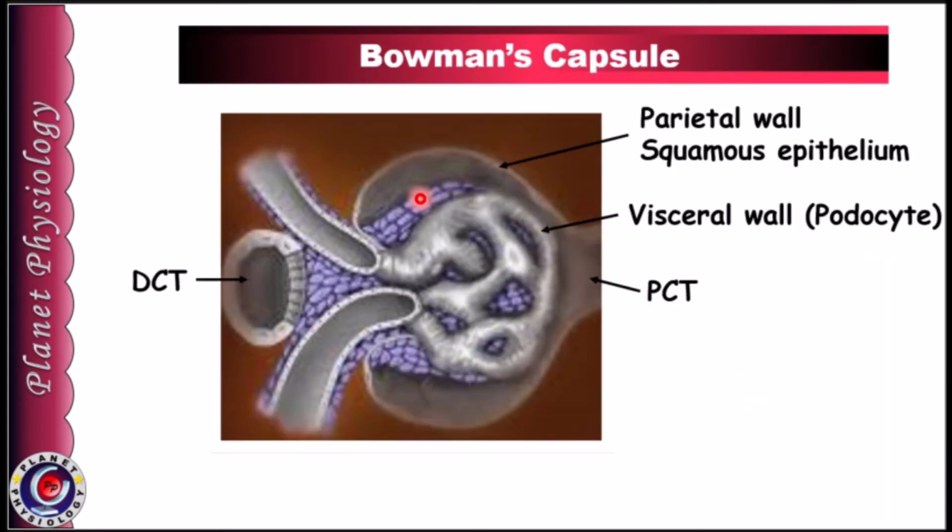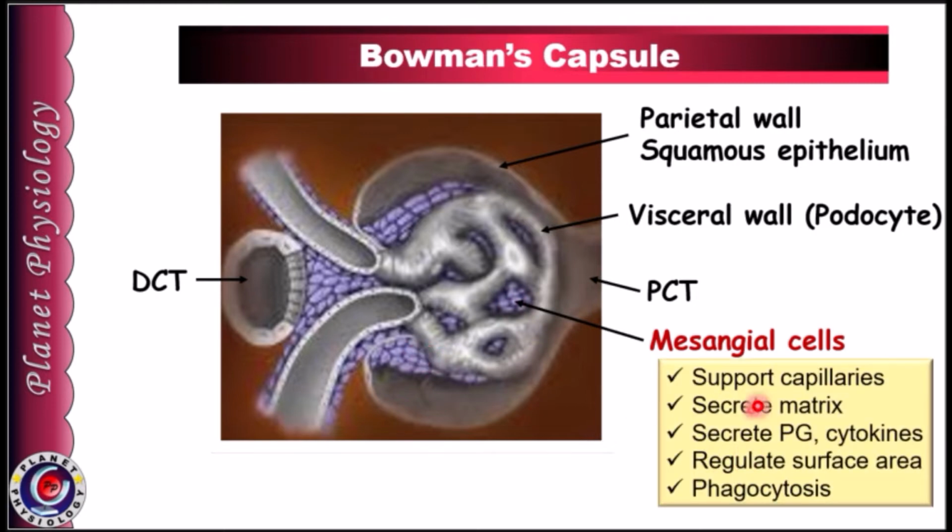Mesangium is the third component of renal corpuscle. Mesangial cells are derived from monocytes and are present close to the glomerular capillaries. They provide structural support to the glomerular capillaries and they also secrete extracellular matrix or mesangial matrix, prostaglandins and cytokines. These cells are contractile in nature and hence regulate surface area available for filtration. As these cells are phagocytic, they also remove foreign organisms and debris in the kidney.